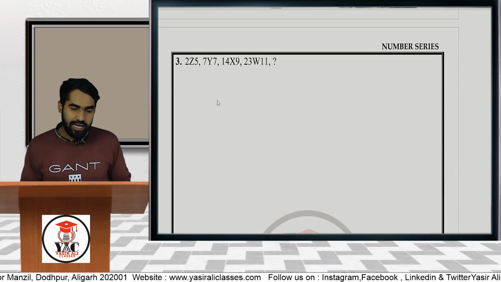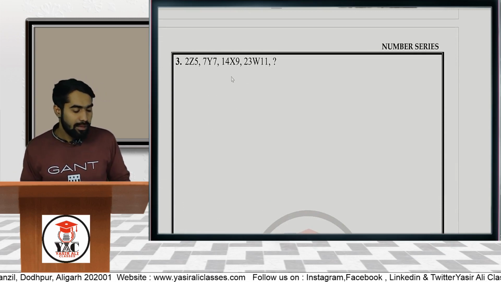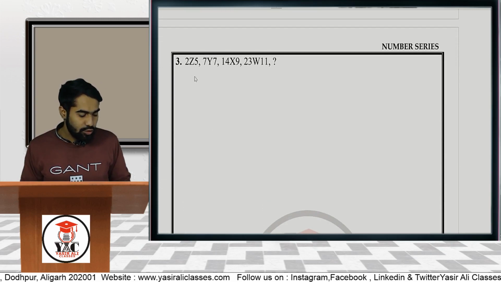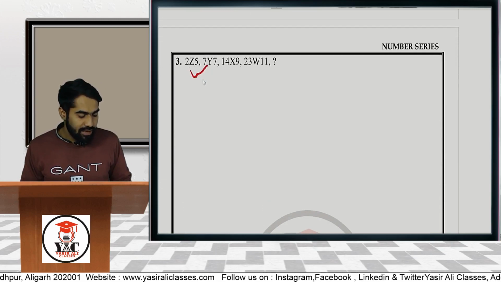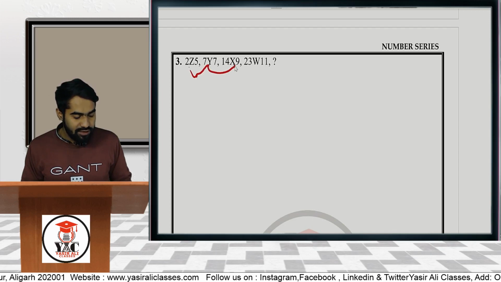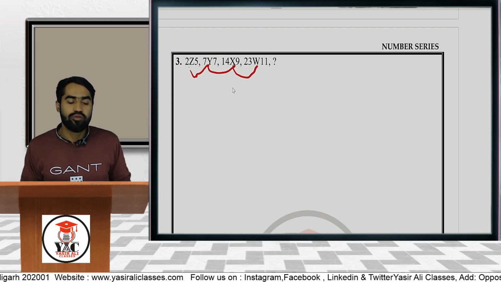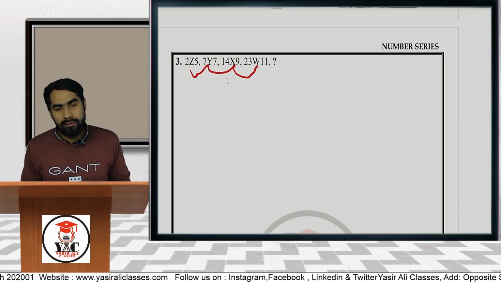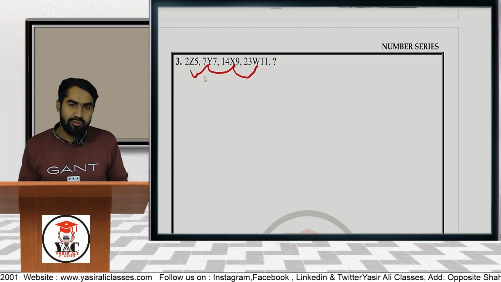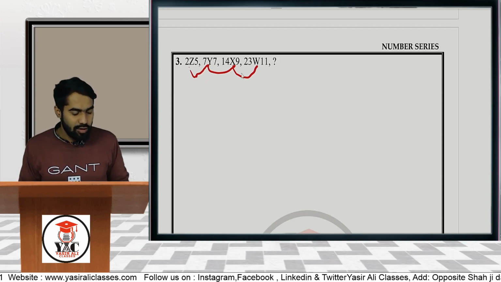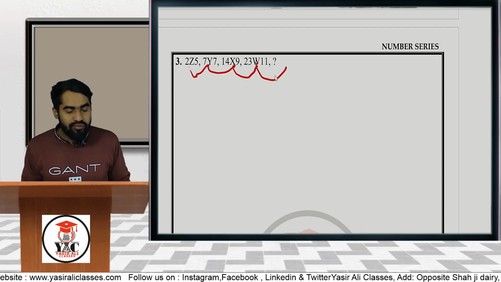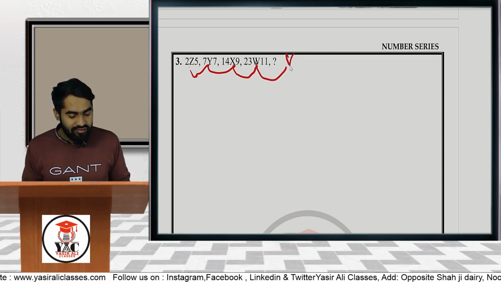Again we have a letter in the middle. Now if you see Z to Y, which means backward, Y to X and X to W, they are moving one letter backward, which means they are moving towards the preceding, not the succeeding. So what comes before W? It's V.